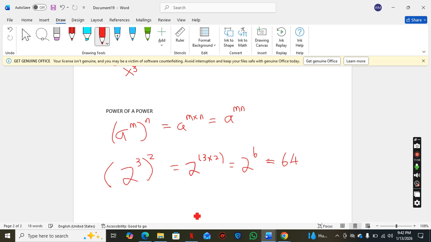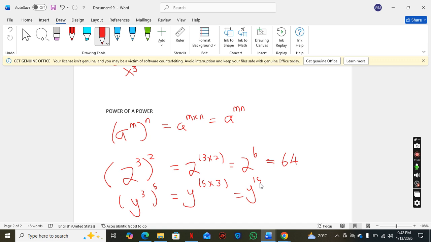Okay, another example, if you have y to the power 3 raised to the power 5, you just multiply the powers. Y to the power 5 times 3 gives you y to the power 15. Okay, that's the power of the power rule.